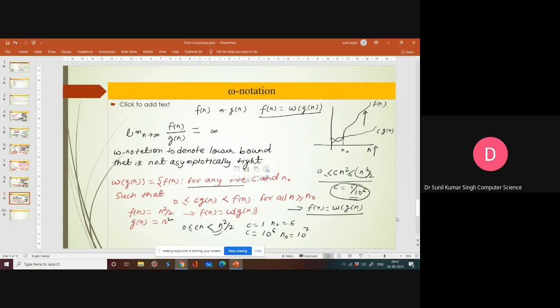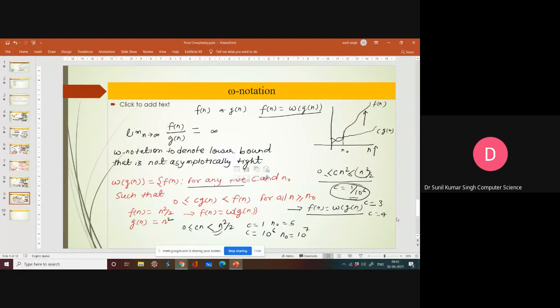It will not hold for any c, because if we choose c equal to 1 divided by 10 raised to the power 6, then maybe it will hold. But if we choose c equal to 3, or maybe c equal to 4, then it will not hold. And it must hold for any c. Look at the condition. So here it will not hold.